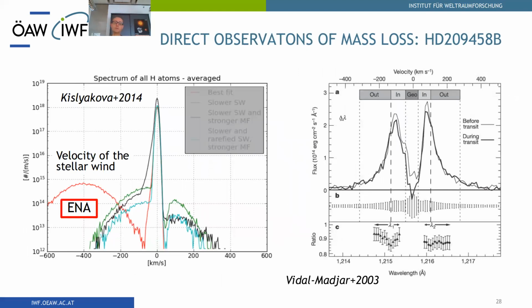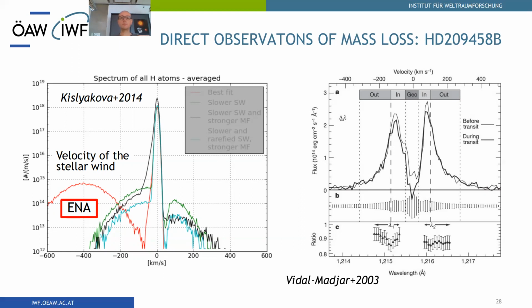This slide shows essentially how stressful the interpretation of these observations is. So one can consider different things, but one thing that one should always consider are ENAs, therefore energetic neutral atoms. You see that they generate an absorption signal. This is the number of ENA particles per meter per second as a function of velocity around the Lyman alpha line, how ENAs generate absorption in the blue wing of the line at high velocity. And this is precisely where we measure the planetary absorption.